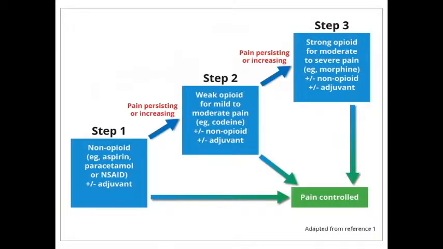Now this slide here shows the steps of WHO approved management of pain. Step 1 is a non-opioid way of management like aspirin, paracetamol, weaker NSAIDs plus or minus adjuvants. Adjuvants we already talked of that. Step 2 is weak opioids for mild to moderate pain plus or minus non-opioids plus or minus adjuvants. So here we can use codeine plus NSAID plus adjuvant. If the pain persists and is increasing, then we want to use something which is more potent like morphine or fentanyl plus or minus a non-opioid.